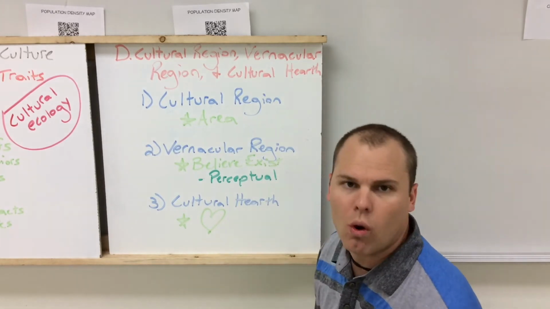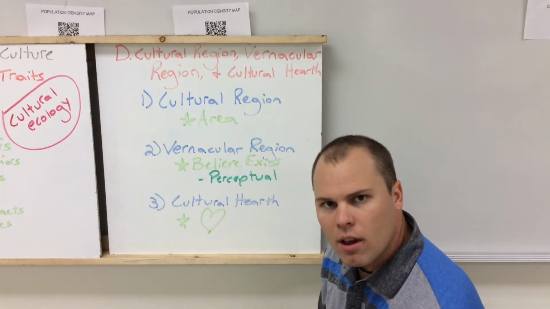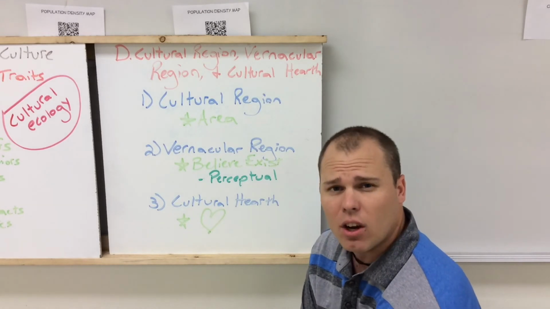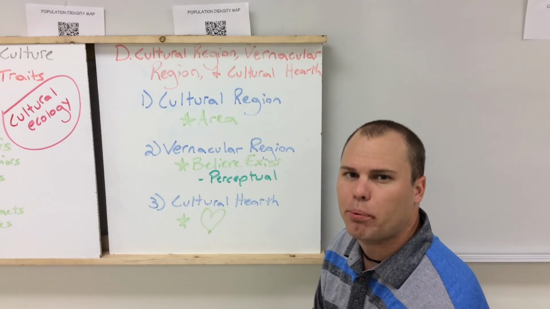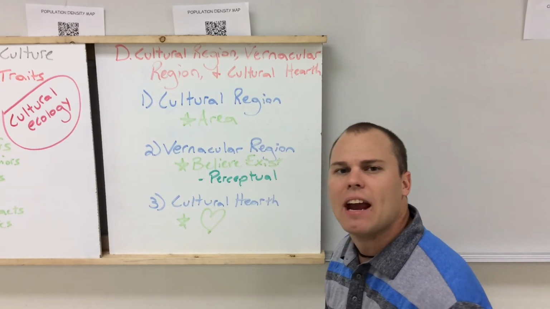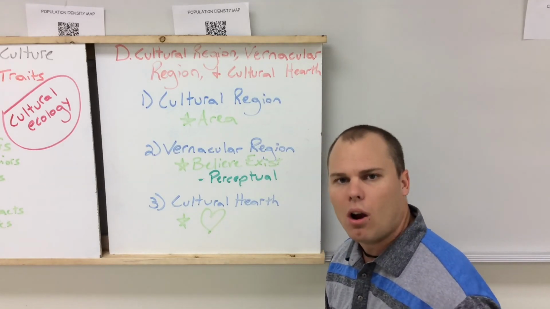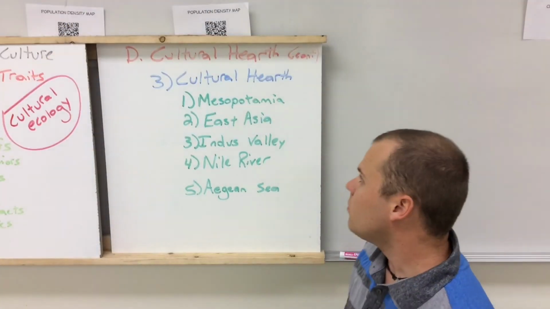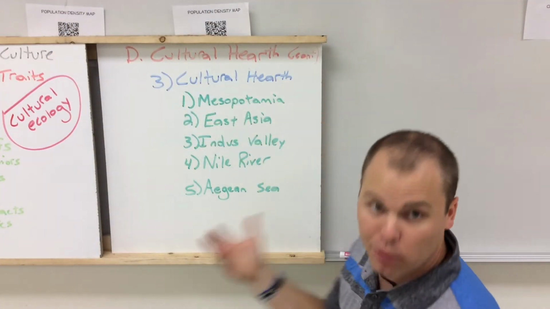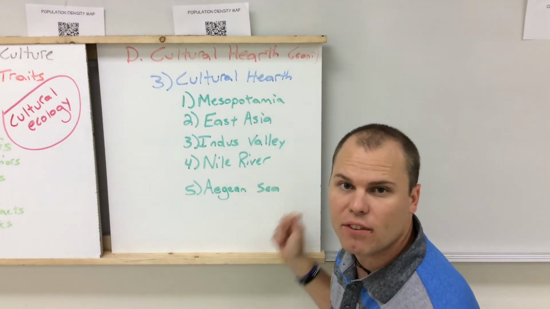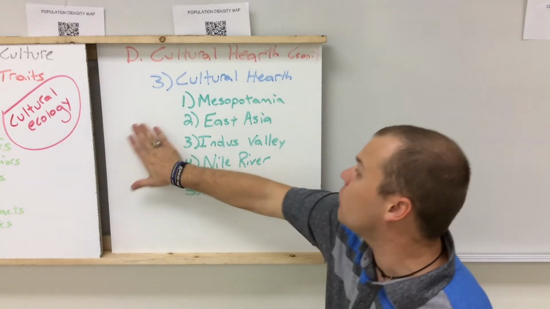And then we have cultural hearth. Cultural hearth is talking about the heart of a culture. This is the beginning of the culture, and this is where it has to spread. And there's different geographic areas that have different cultural hearths. Your different cultural hearths, same subheading, same number 3, cultural hearth. We're just adding geographic regions to this. This is the beginning of culture, basically.